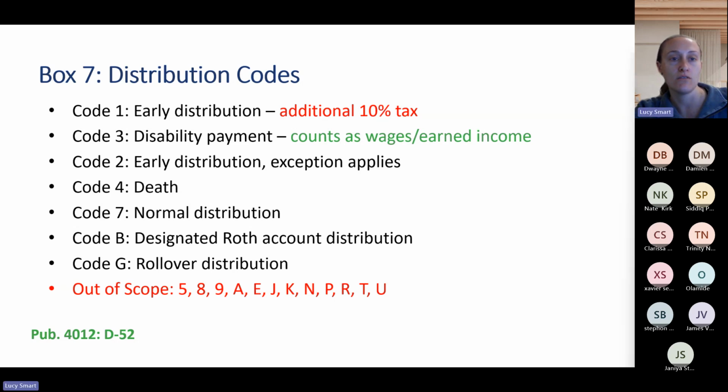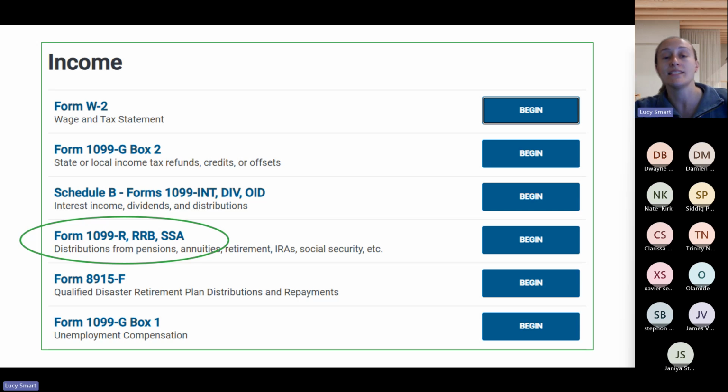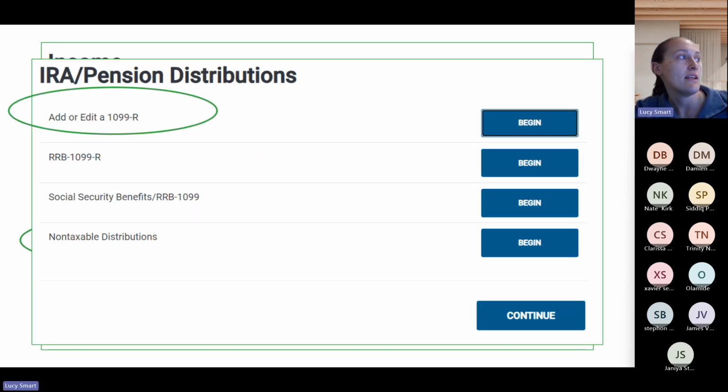All right, so let's talk about what it looks like in TaxSlayer when we're entering retirement income. Just like with wages, we're talking about income. So we're in the federal section at the income menu, and we're going to select the fourth item from the top, which says Form 1099-R, RRB, SSA. It's the same place we put in Social Security benefits, and choose, it says distributions from pensions, annuities, retirement, IRAs, and Social Security. Then the next screen, we'll choose add or edit a 1099-R.